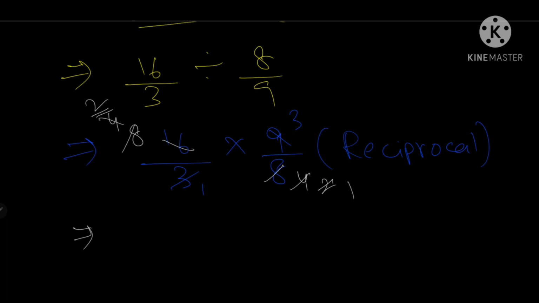But I go into a little depth, no problem. We have 2 out here, we have 3 out here. 2 into 3 is 6 by 1, or 6 is your answer to this particular sum.